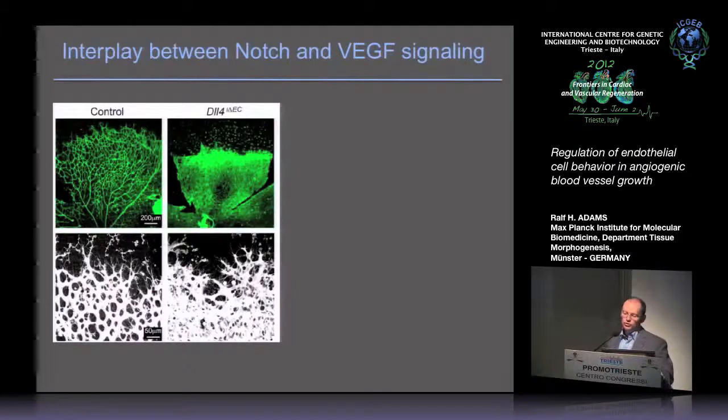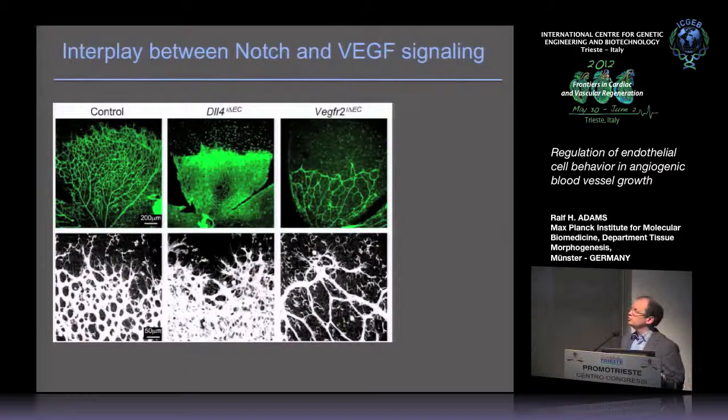There are lots of filopodia extending tip cells. So that is sort of not surprising. That's the expected effect. We also generated VEGF receptor 2 loss of function mutants that are shown here. And again, the expected thing happens. We get strongly reduced vascularization of the retina. It's a very sparse network. If you look at higher magnification, there are very few filopodia extending cells. So clearly, that was also what we expected.